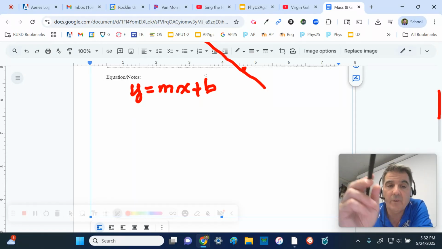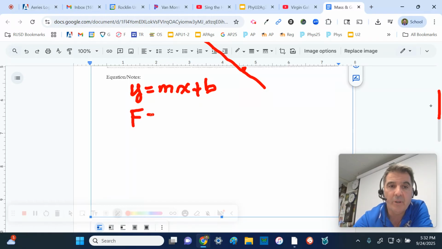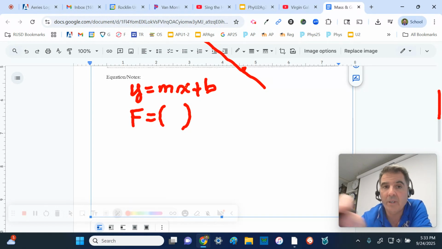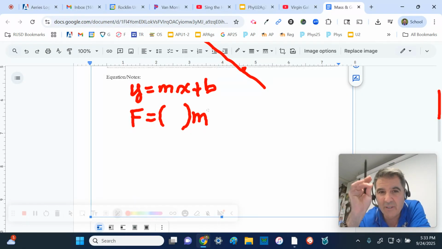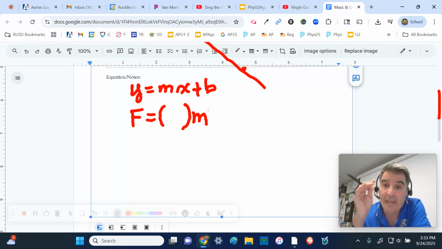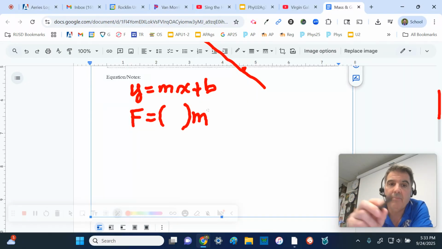So y is our vertical, and our vertical is force, which is measured in newtons. And m is our slope. I'll get back to the slope in a second. X is our horizontal, and our horizontal was mass. And be careful with that, because you know how in y equals mx plus b, m is slope, but m in our sense is mass, plus b.